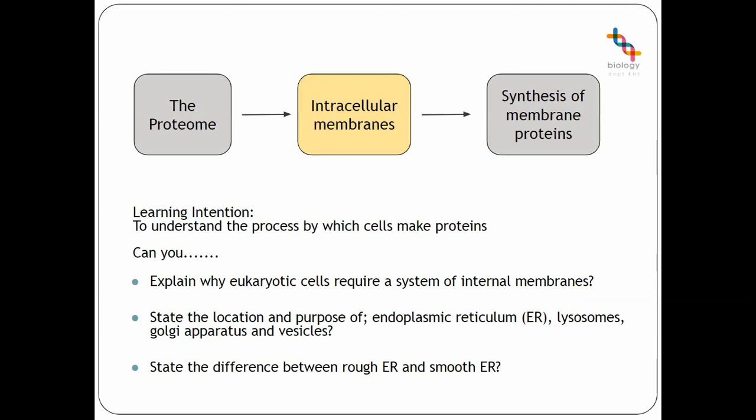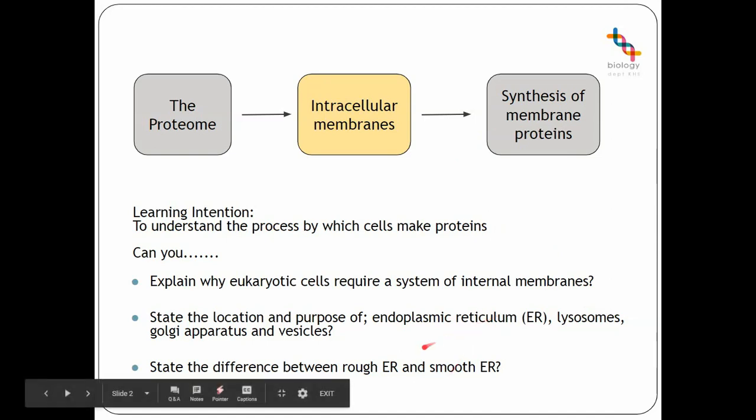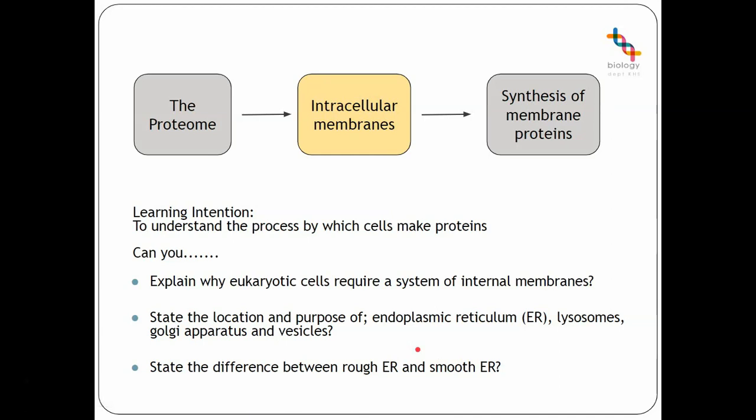So in order to make sure you know everything you need to know about this, we're going to be focusing around these three main areas, looking at why eukaryotic systems require a system of internal membranes, looking at the location and the purpose of cellular organelles such as the endoplasmic reticulum, lysosomes, Golgi apparatus and vesicles. And lastly, being able to state the difference between rough endoplasmic reticulum and smooth endoplasmic reticulum. Now, all of these organelles and the difference between rough ER and smooth ER, we are going to be coming back to in the next few lessons as well.